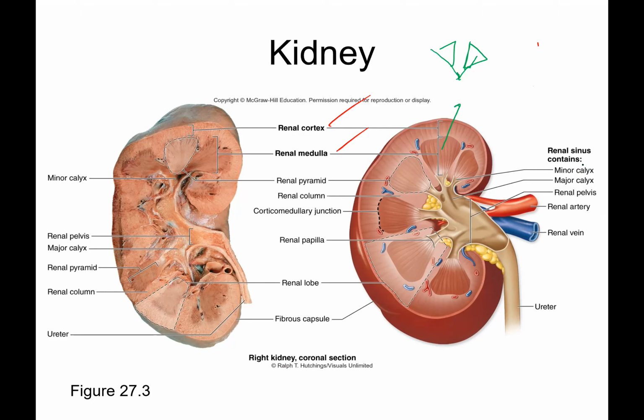Then after the calyx, the big part is called the renal pelvis, which is all of this. And the pelvis is, back to your funnel analogy, as fluid is coming in, it's going to funnel it down the ureter. So ultimately, they're coming from the calyces into the pelvis and then down the ureter.